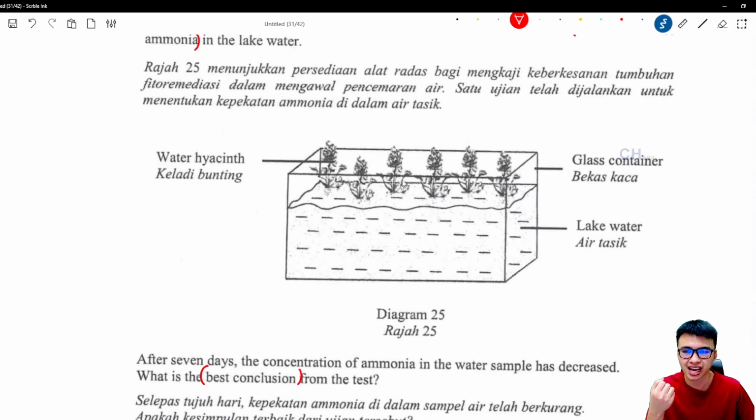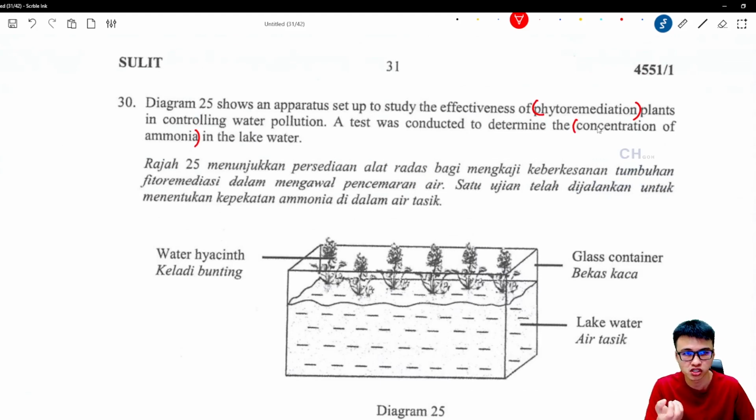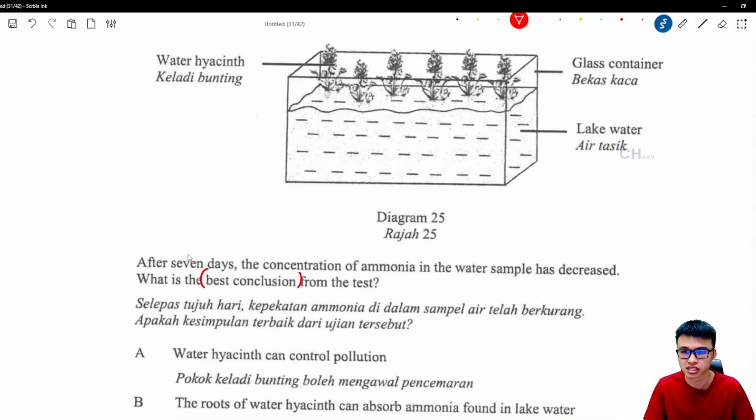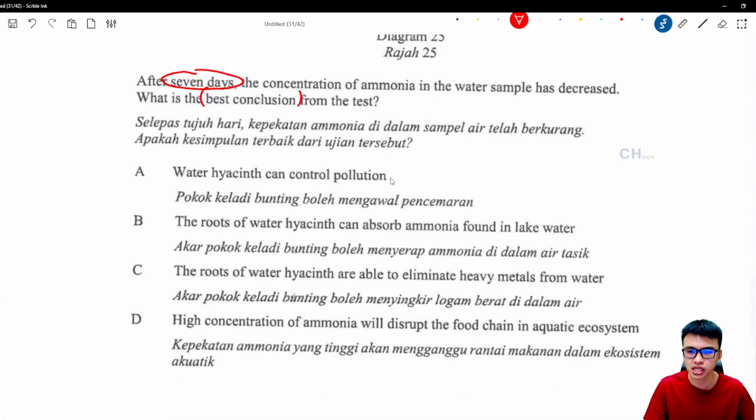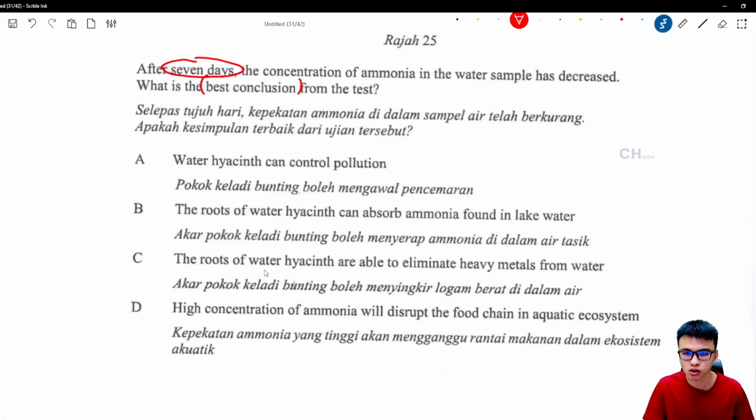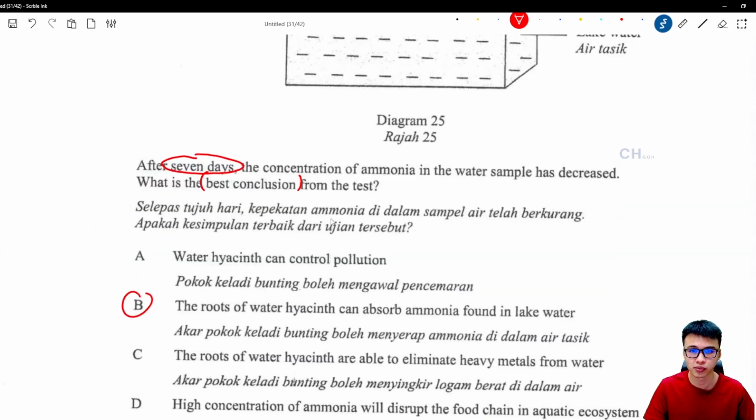Now, you put the water hyacinth on the water because you want to test whether they are going to absorb the ammonia or not. That's why you want to test the concentration of ammonia after 7 days. Which means that your conclusion should be B. The roots of the water hyacinth can absorb ammonia found in the lake water. That's why we will use it for phytoremediation normally.